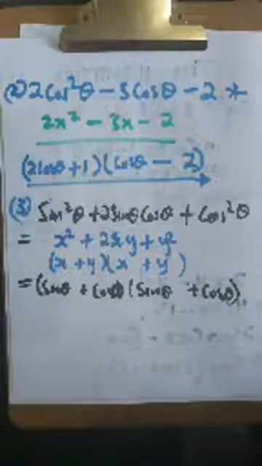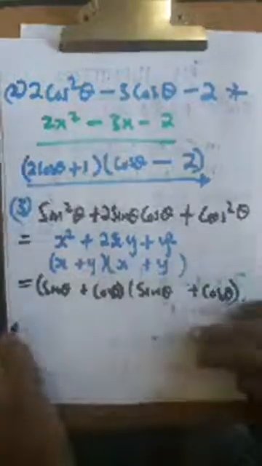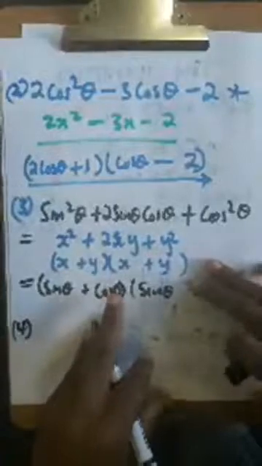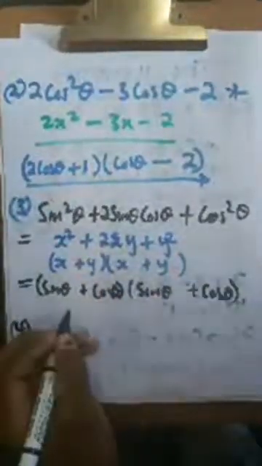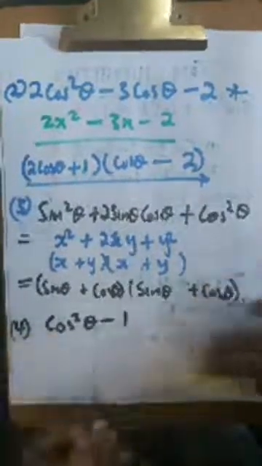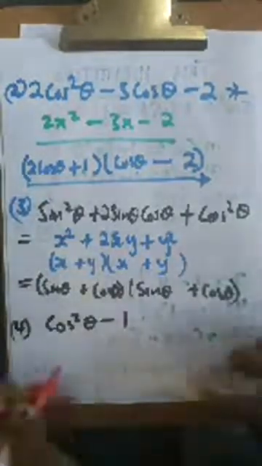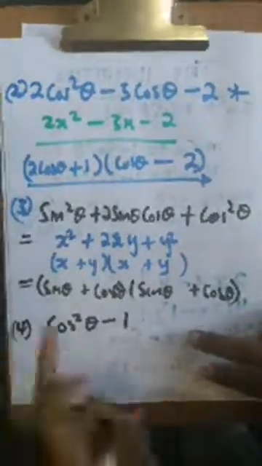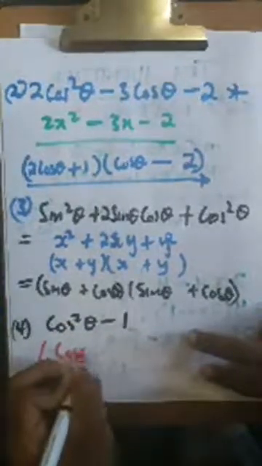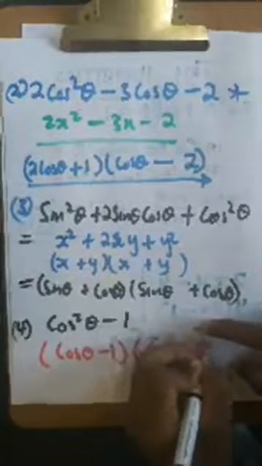When we factorize this, we can have the fourth one. So the fourth one, what do we have? We can have cos squared theta minus 1. As you can see, this is clearly a difference of two squares. We know the square root of cos squared, and we know the square root of 1. So it's going to be cos theta minus 1 times cos theta plus 1.